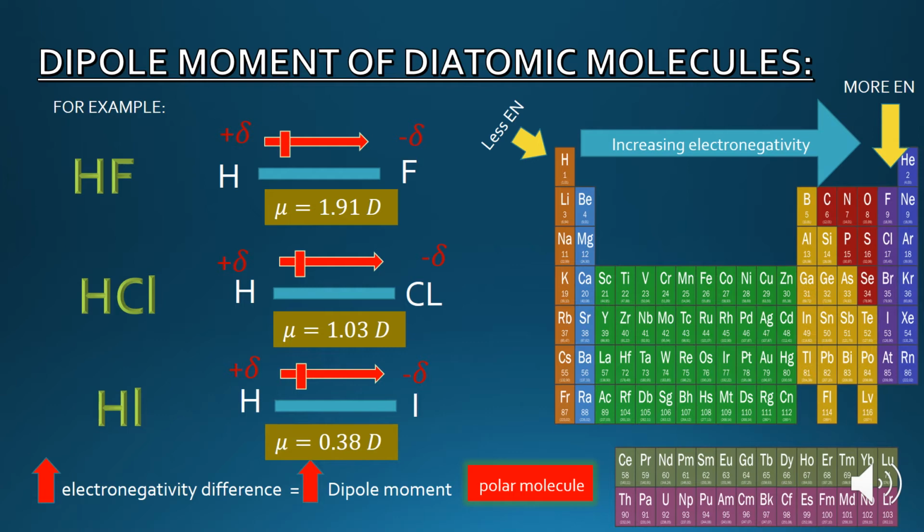As we know that the direction of the dipole moment is from the less electronegative atom towards the more electronegative atom. So here this direction is from hydrogen towards fluorine. As you can see here, this red arrow denotes the dipole moment. Here in case of hydrogen fluoride, the dipole moment is equal to 1.91 Debye.